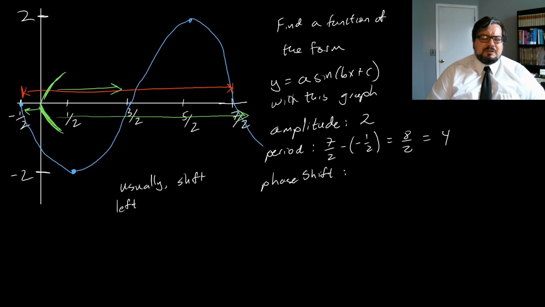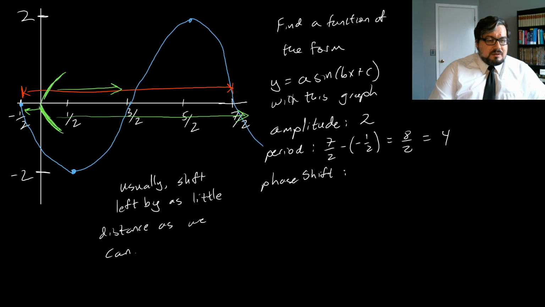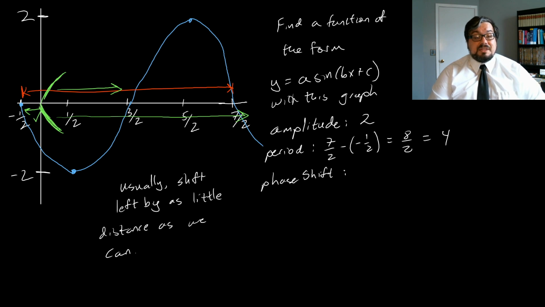Sorry, that sounded wrong. We shift left by as little distance as we can. So we shift to the left, but we do it as little as possible. This is not the only way of doing it, though, and we'll see an example of that. But in this case, if we do that, we're going to use this shift to the left, meaning that we're going to start with a downward-facing sine function and shift to the left by 1/2.